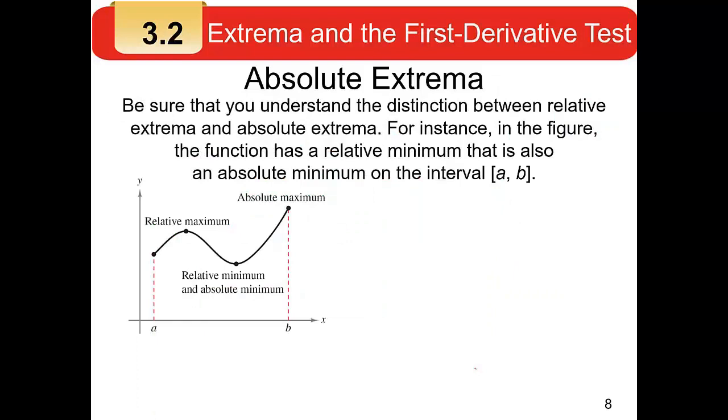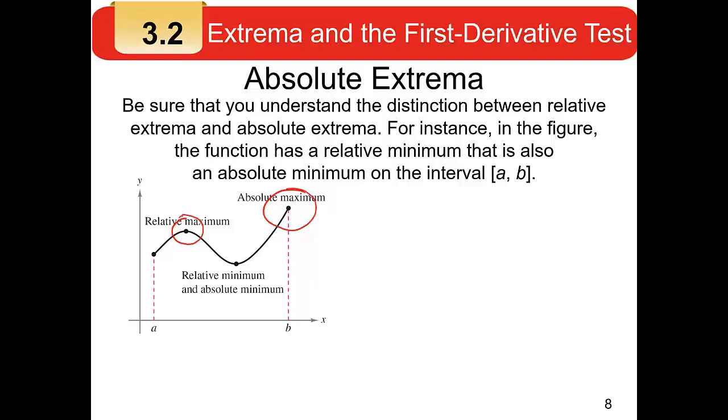I'm going to make one more shot at helping you get this distinction right because it's so important. If you look at this figure, the function has a relative maximum here, but it has something even higher. The function's only defined between a and b, so it has an absolute maximum that's higher than the relative maximum. Having an absolute maximum doesn't preclude having a relative maximum.